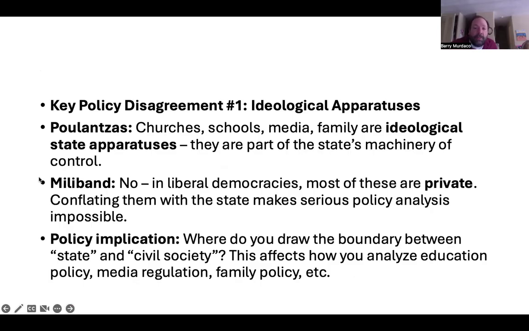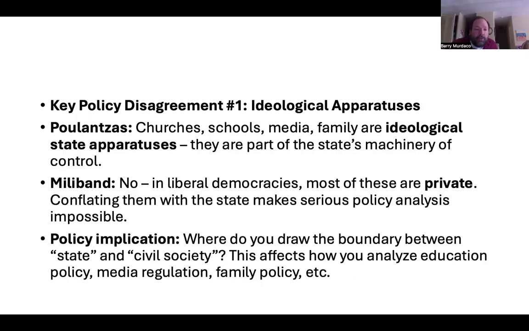There are disagreements between the two, of course, even when you account for the similarities in their views, which may not be apparent at first. For Poulantzas, following Althusser, churches, schools, media, family are ideological state apparatuses. This is their terminology. They are part of the state's machinery of control. Miliband would say no. In liberal democracies, most of these are private. They're not directly controlled by the government. Conflating them with the state makes serious policy analysis impossible.